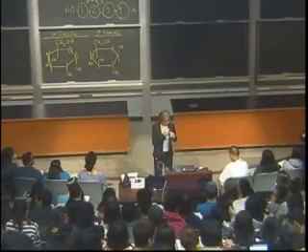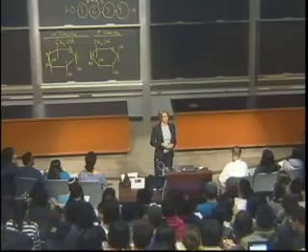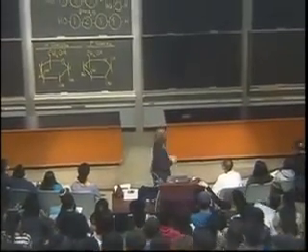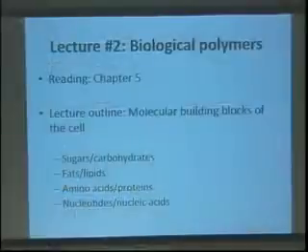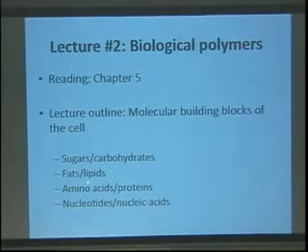Okay. So today we're going to talk about the material in chapter 5 of your book, which is about the biological polymers. And basically, we're going to talk about the 4 different building blocks of the cell. These include carbohydrates, fats and lipids, proteins, and nucleic acids. And what you're going to see is that in all cases, these very big molecules, we tend to call these macromolecules because they're very big molecules, are made up of smaller individual building blocks.